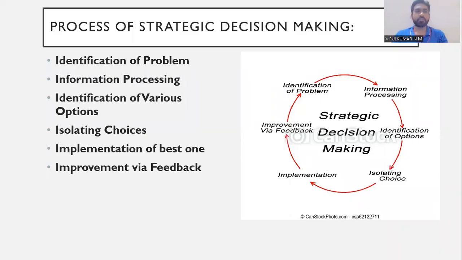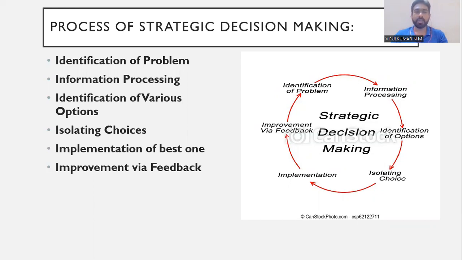Hello, dear students. Today we are going to discuss the process of strategy decision making. This is a topic which comes under the unit Financial Policy and Corporate Strategy. So there are six steps involved in the process of strategy decision making. This is often termed as the steps of strategy decision making.